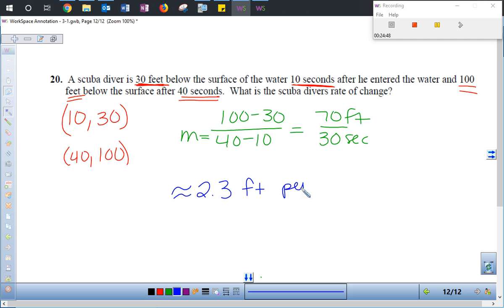feet per second. Alright, that wraps up this chapter. If you guys have any questions, come and ask.